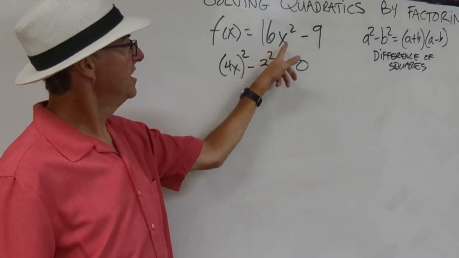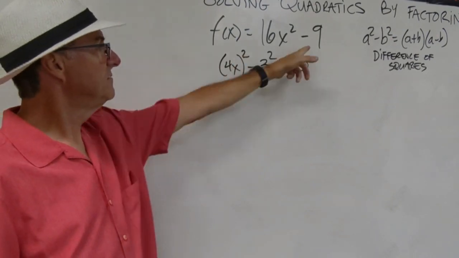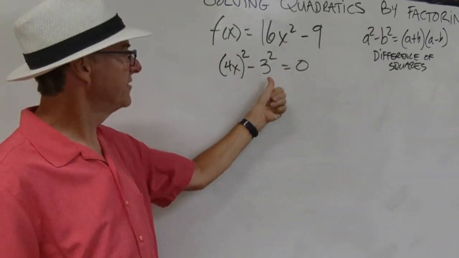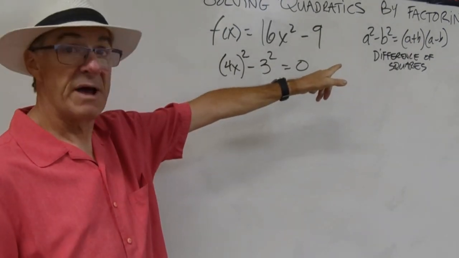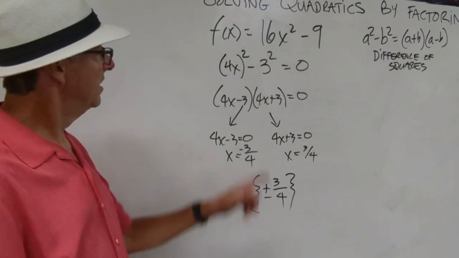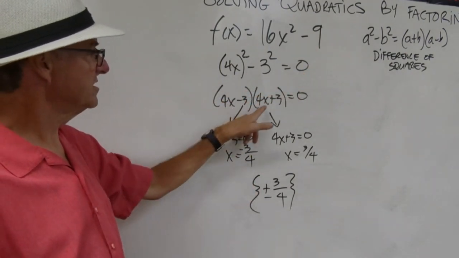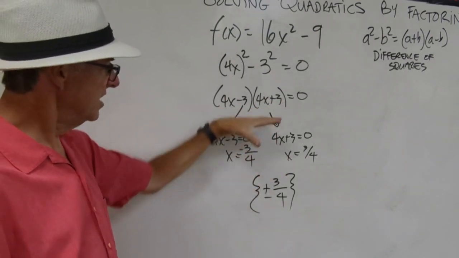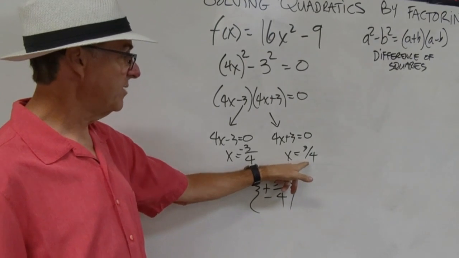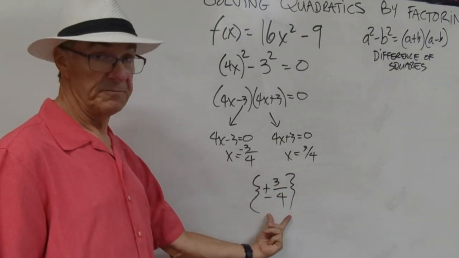So 16x squared is the same as 4x squared. And then 9, of course, is 3 squared. So now I have one thing squared minus another thing squared. Go ahead and apply that pattern, factor it, and solve it. So here we go. I factored it according to the pattern. I get 4x minus 3 times 4x plus 3. I do my branch. I work my algebra. On one side I get -3/4. On the other side I get +3/4. So here's how I express my answer in set notation.